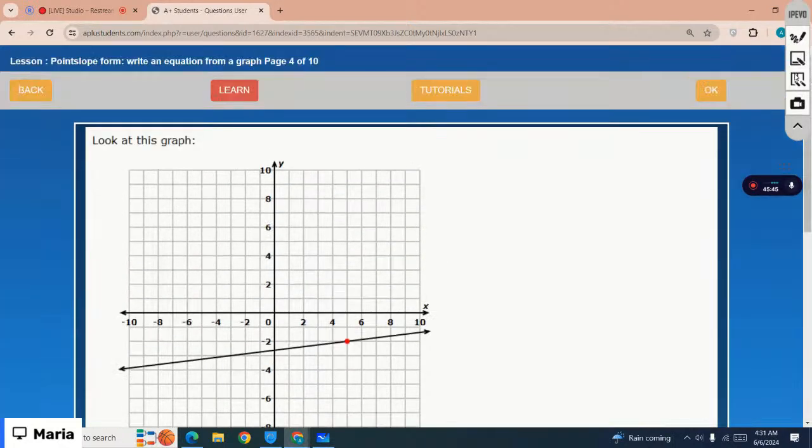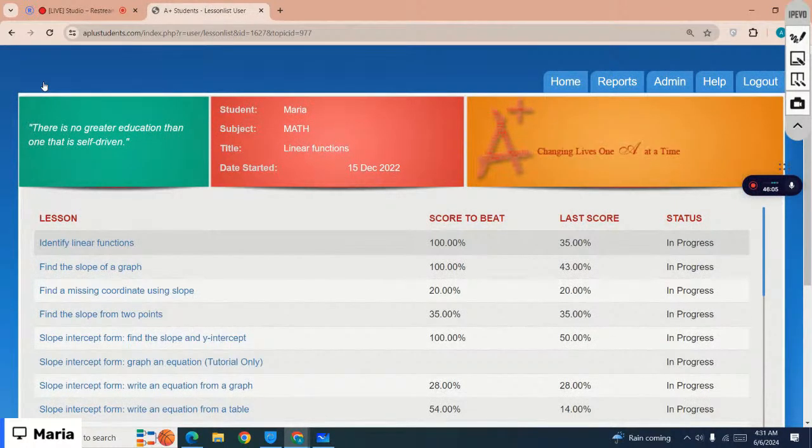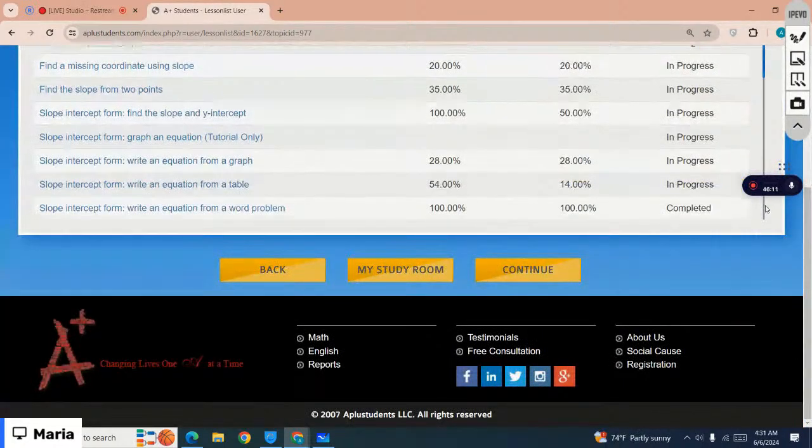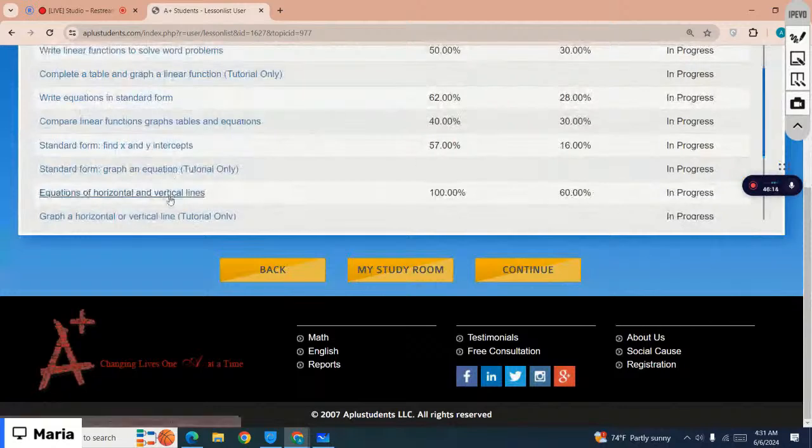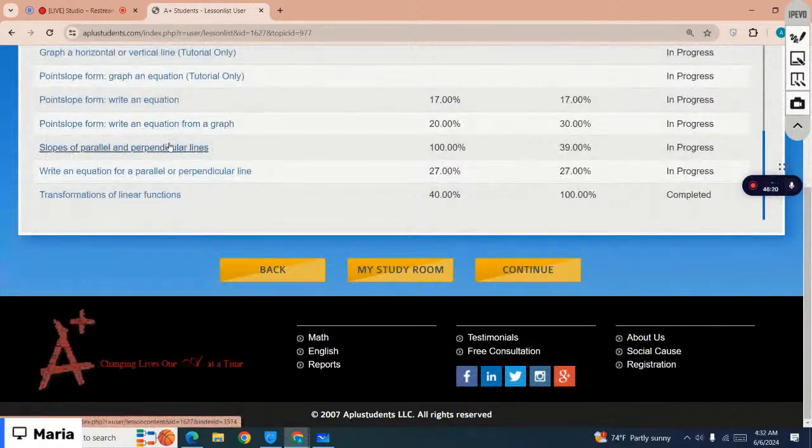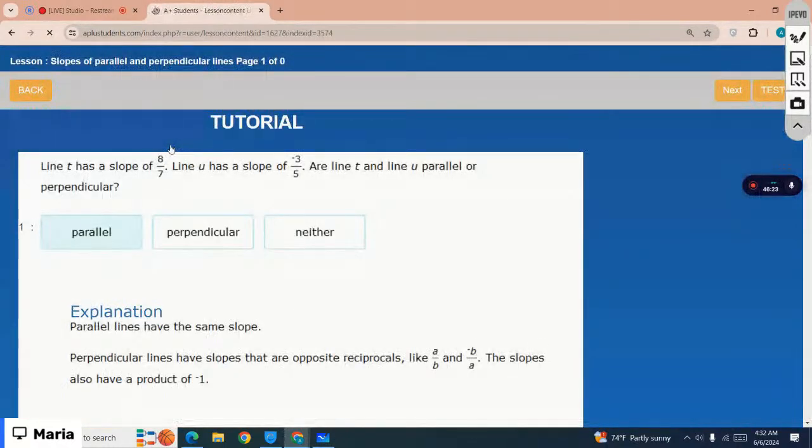Okay, you can complete the lesson by yourself later today. So let me just move on to the next lesson. The next lesson is slopes of parallel and perpendicular lines. So we are going to learn how to find the slopes of parallel and perpendicular lines, right?